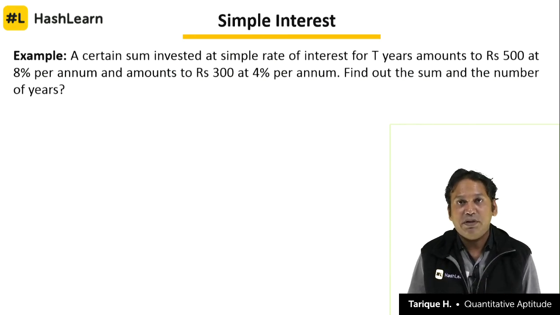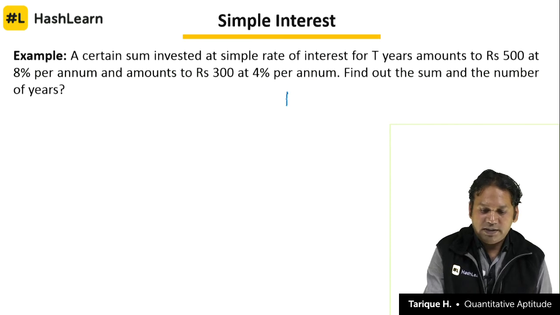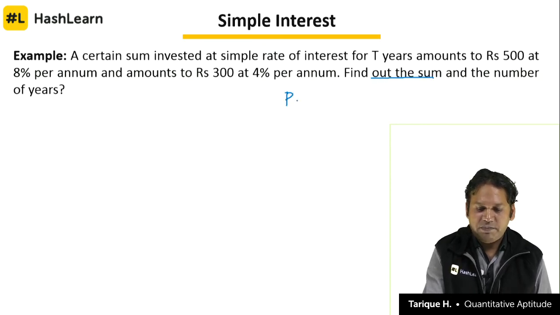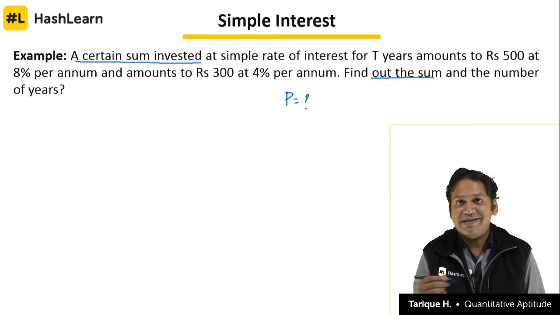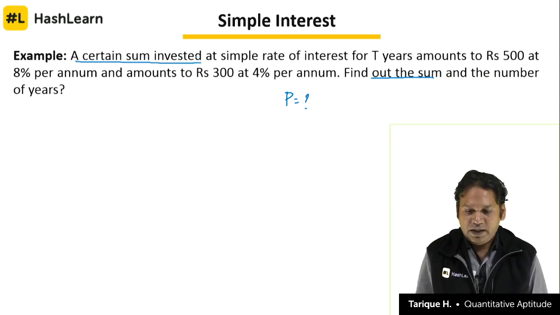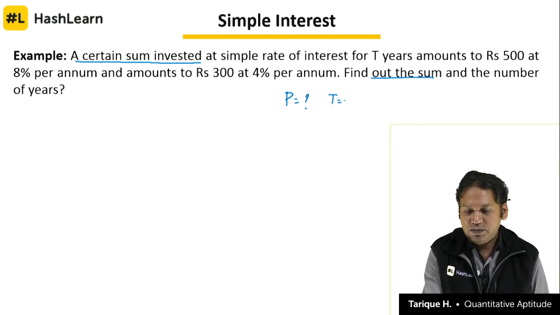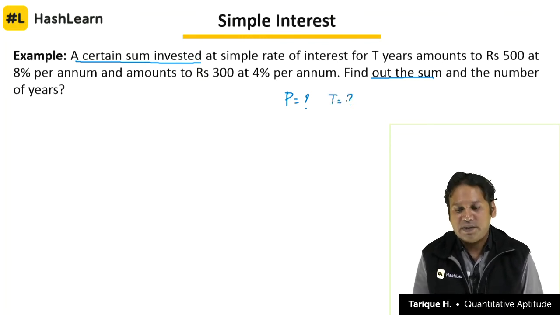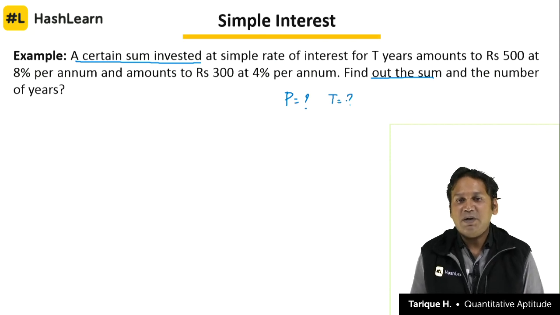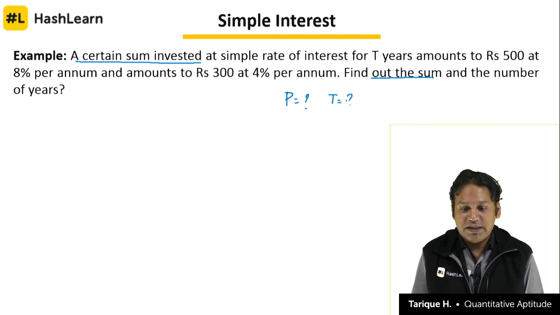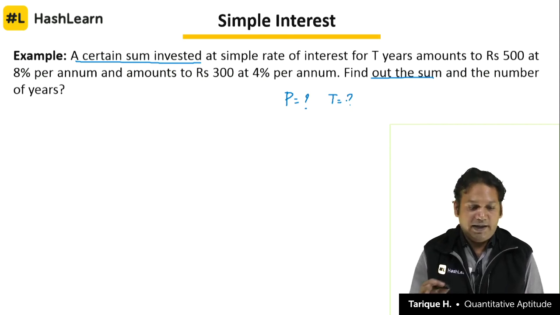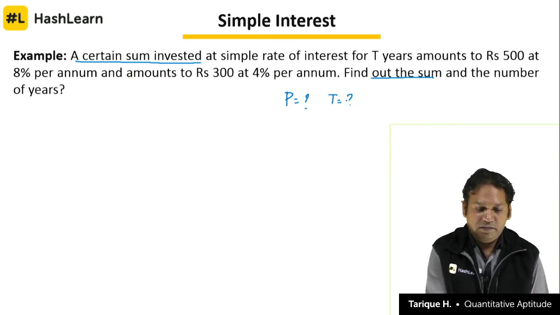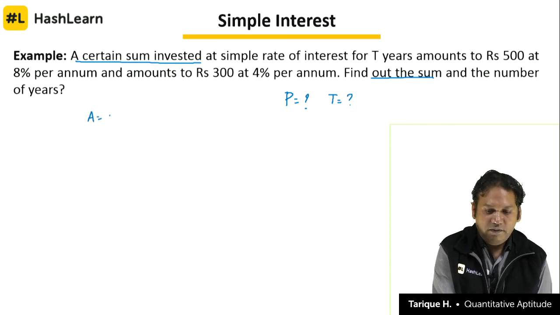So what you have to do here is to find out the principal. We have to find out what is the sum, find out the sum, that means the principal. What sum? The sum invested, the sum that you are investing, means that is your initial deposit, principal, and the number of years. So two things are there to be done in this question. What is the principal and what is the time period in terms of years? What we know is that at 8% it is, what is the amount? 500.